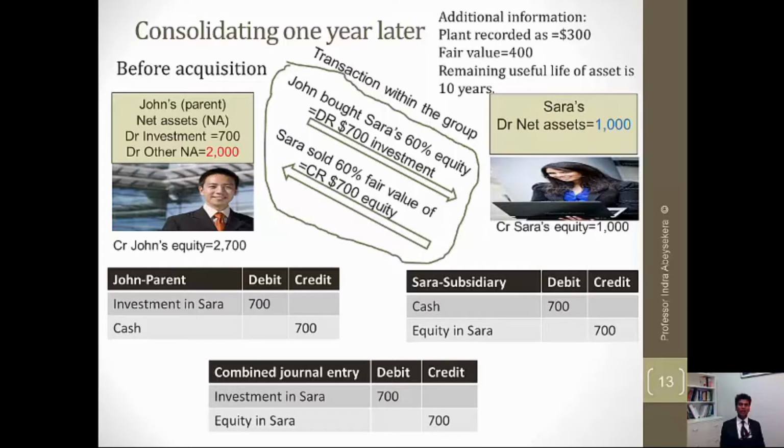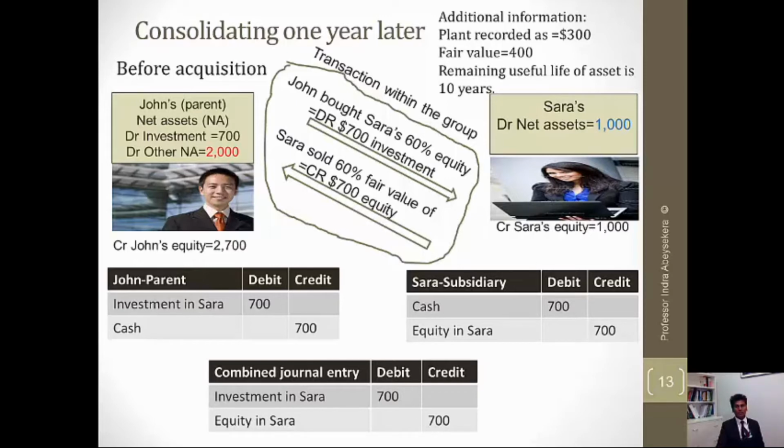Now that we consider both entities as a combined entity, an economic entity, these two journal entries are invalid because they are within the economic entity. Transactions cannot be within the economic entity. So let's combine the two journal entries: debit investment in Sarah 700 and credit equity in Sarah 700. This combined journal entry should be eliminated by reversing it as a consolidation journal entry.